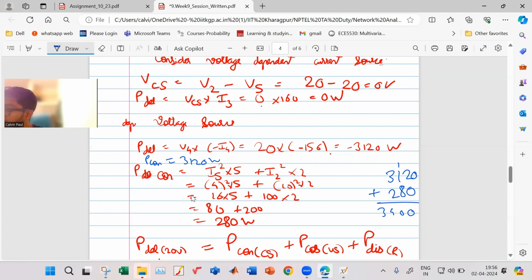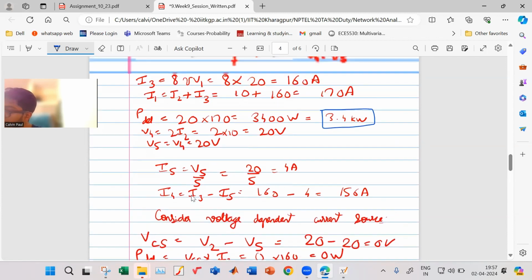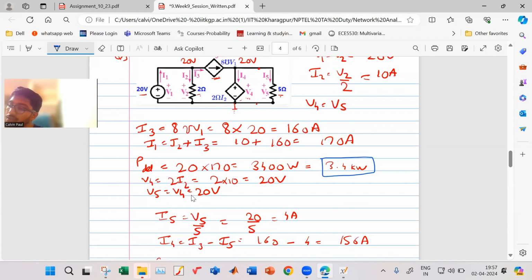There are two things I said. If it is delivering, the amount of power it is delivering is minus 3120 watt. And the minus sign indicates that it is not delivering power, it is actually consuming power. So from that I conclude that the power which is being consumed by this is 3120 watt. Now the power consumed by my resistors is 280 watt. So the total power consumed in my circuit is 3120 plus 280, that is 3400. And that is the actual power being delivered by this voltage source, that is 3.4 kilowatt.